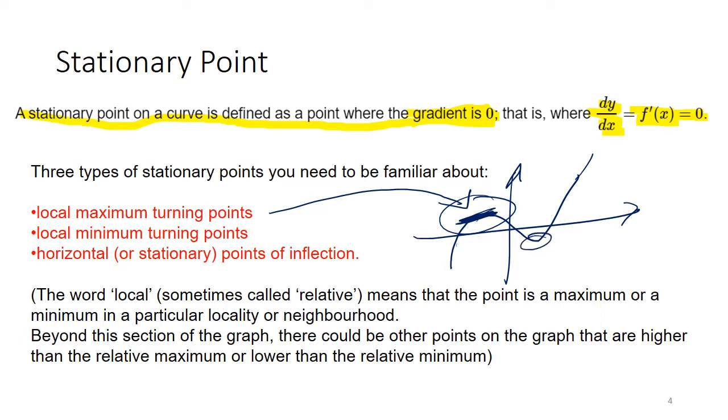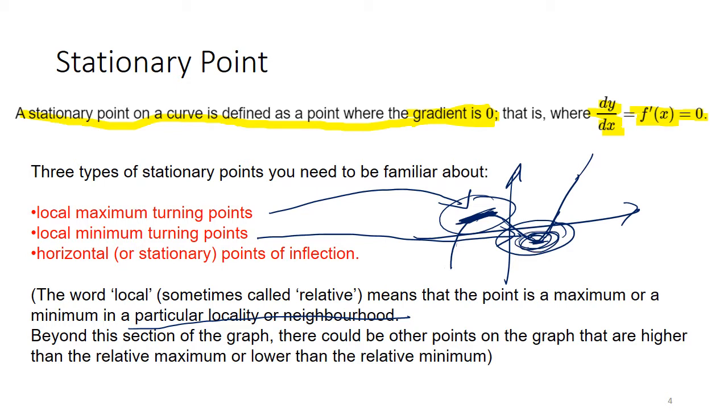Likewise, this point we'll call the local minimum turning point because this is the minimum point in a particular locality or neighborhood, right? Around this area, this is the minimum point. So we call this the local minimum turning point. We call it the turning point because the curve would be decreasing, and then up to this point it becomes increasing. So this is the minimum turning point because it is the smallest point around this area.